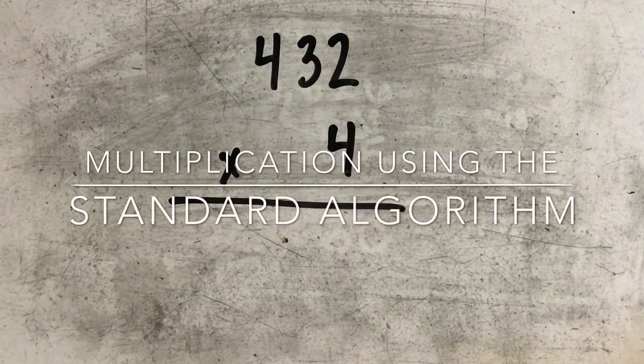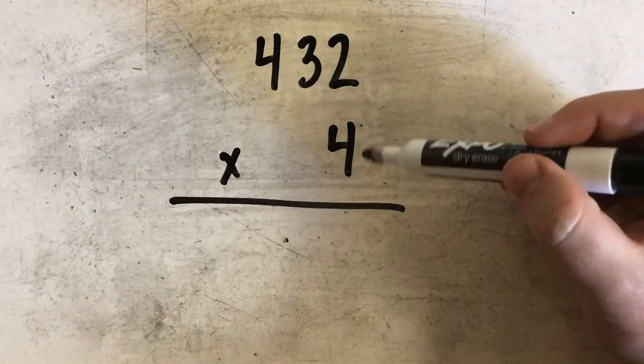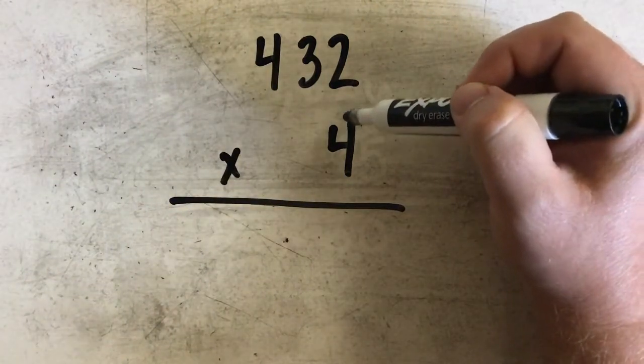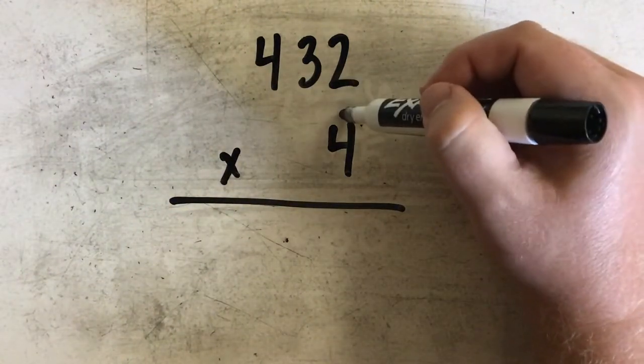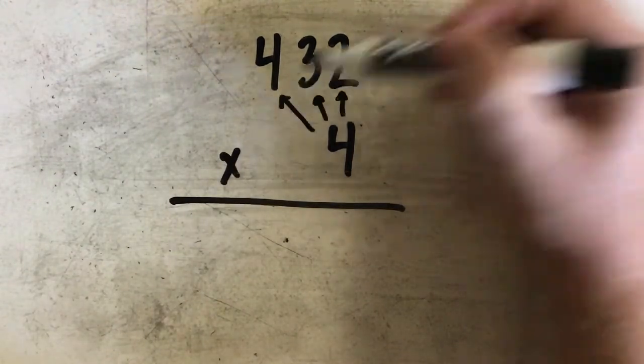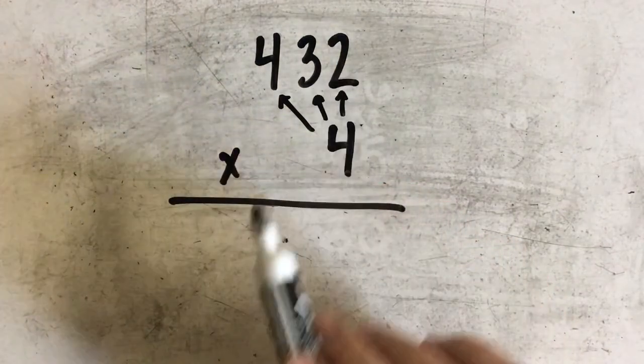Hey there. Today we're going to learn how to multiply using the standard algorithm. And standard algorithm really is just a fancy way of saying the traditional method of multiplying. In the traditional method of multiplying, I set my numbers up where the smaller number is on the bottom. And I'm going to take that smaller number and multiply it times each one of the numbers above it. I'm going to do that separately, starting in the ones place.